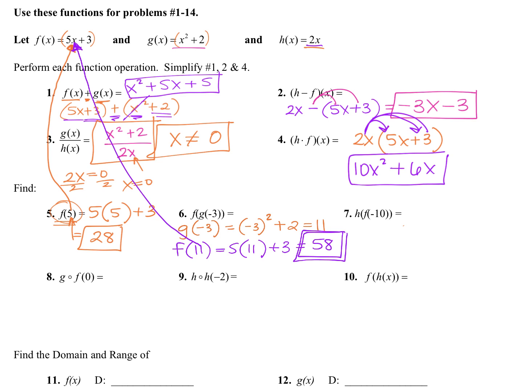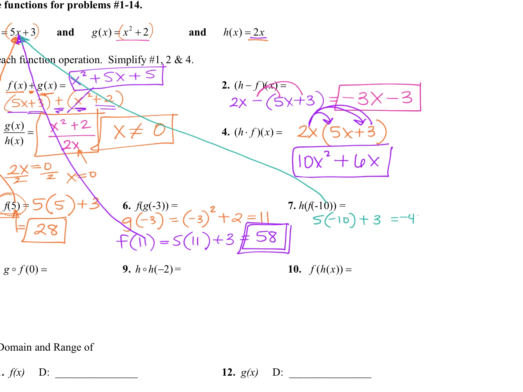It's really helpful. Okay, number 7. H of f of negative 10. What do you do first? F of negative 10. So you're going to take this negative 10 and you're going to plug it in to f, right? So 5 times negative 10 plus 3 is a negative 47.